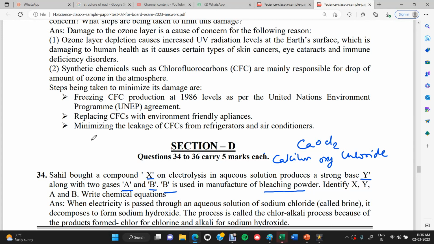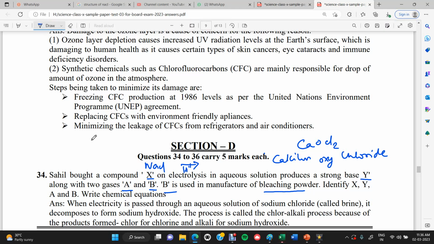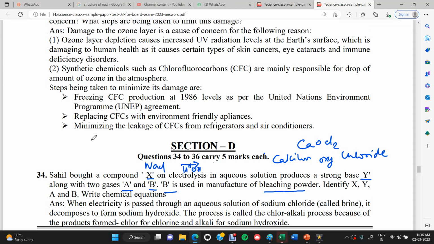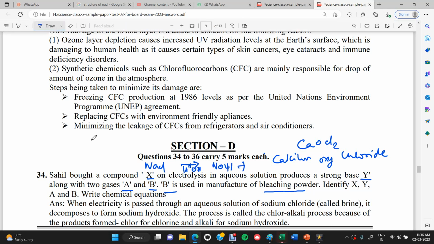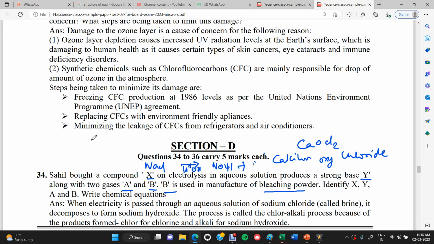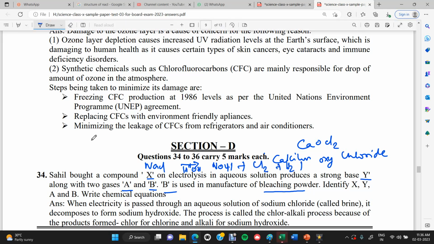If we consider this compound as sodium chloride, NaCl, right? This is electrolysis in aqueous solution. Aqueous solution means it contains H plus and OH minus. So this will produce NaOH, a strong base, plus two gases, chlorine gas plus hydrogen gas.